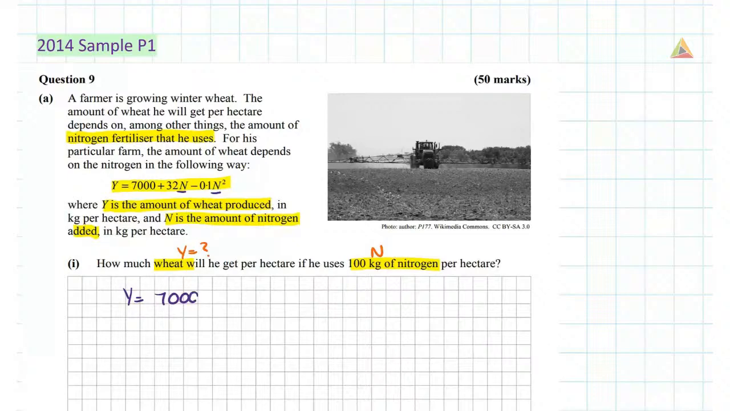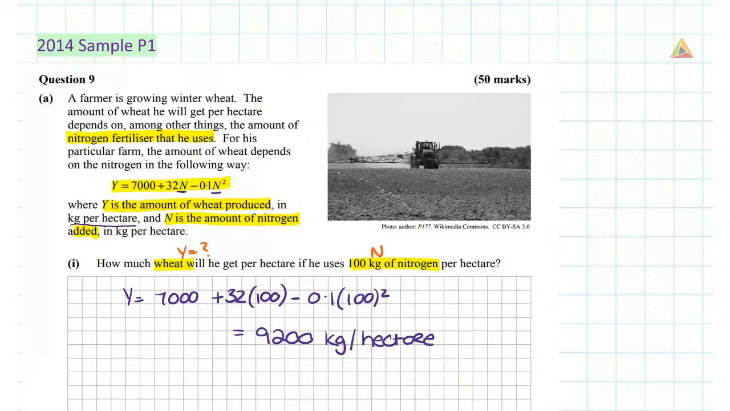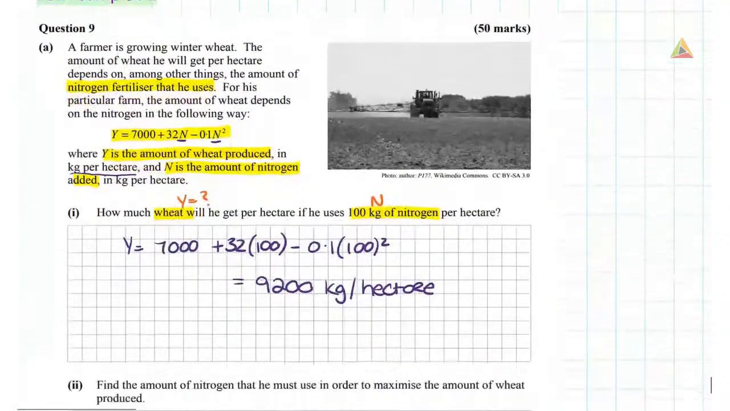So it becomes 7,000 plus 32 times 100 minus 0.1 times 100 squared. And you're subbing that straight into your calculator. You should be getting 9,200, and our units are kgs per hectare. So that's kilograms per hectare, the amount of wheat that he will yield if he uses 100 kgs of nitrogen fertilizer. So nice and easy, just a subbing in question.